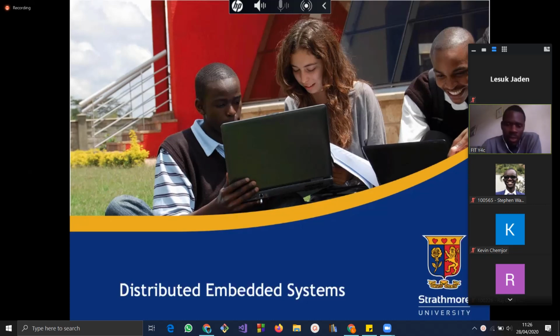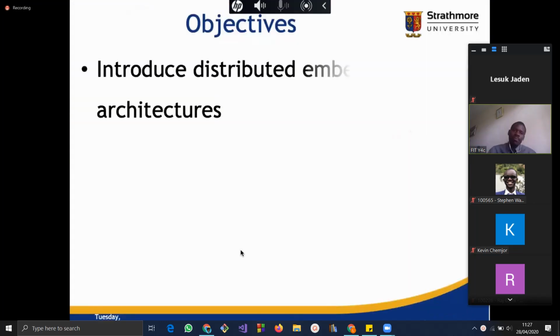So today's topic is on distributed embedded systems. It's not as difficult as last week's, but you need to pay attention. It will be a little bit longer than the rest. Maybe it will take 45 minutes. So these are the objectives for today's class.